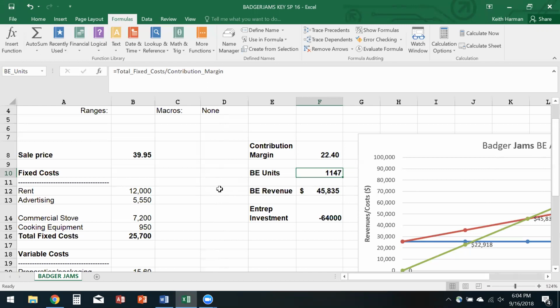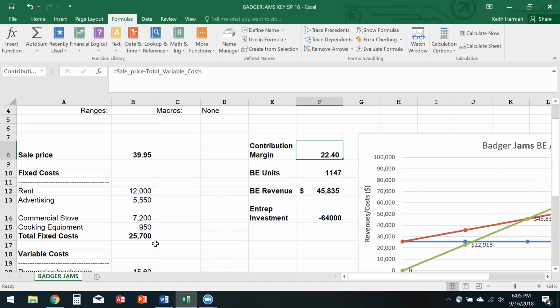So that's why the contribution margin is such an important measure, because what this says here is that for every $39.95 I make when I sell one of these units, $22.40 of it goes to pay my fixed costs. Now, granted, this is year zero, a startup budget, and I'm going to have rent and advertising every year, but that's $17,000. The other $8,700 I'm not going to have to worry about. Okay, so far so good.